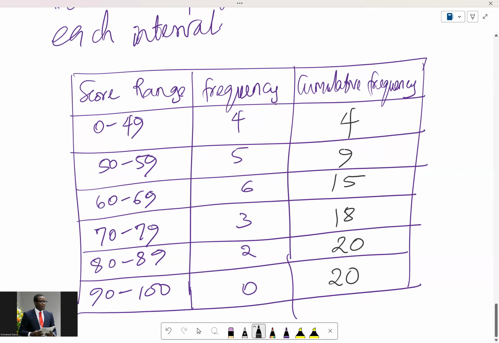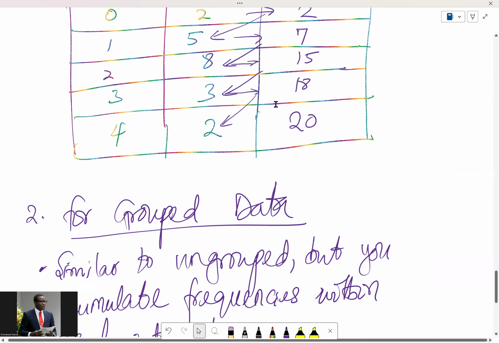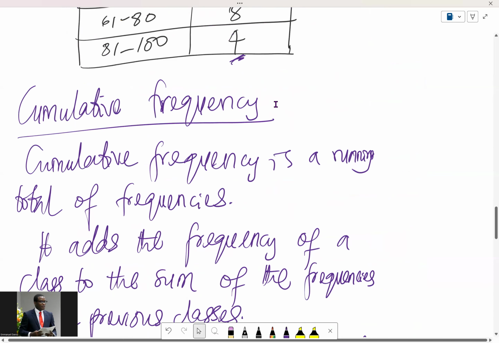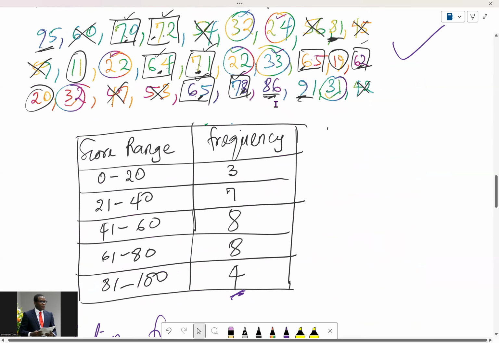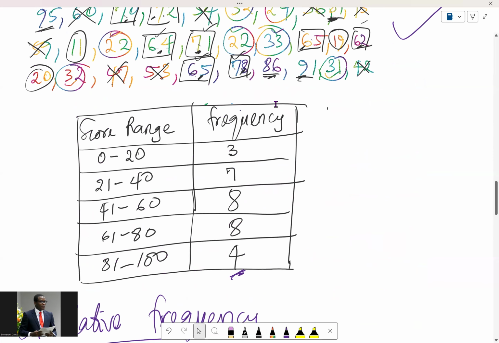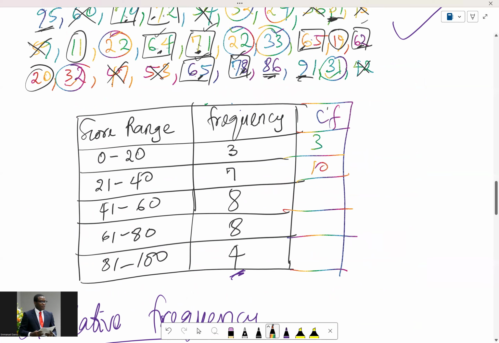So you have that. I also like to do it for the one I just made up randomly. Let me just do it right here so I don't have to waste time. If we just have a cumulative frequency table here, we can just do this. So, this is 3, 3 plus 7, 10, 10 plus 8, 18, 18 plus 8, 26, 26 plus 4 is 30. And that's how all of that goes.